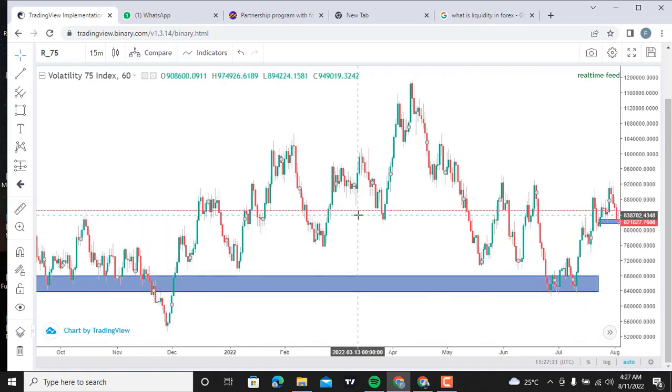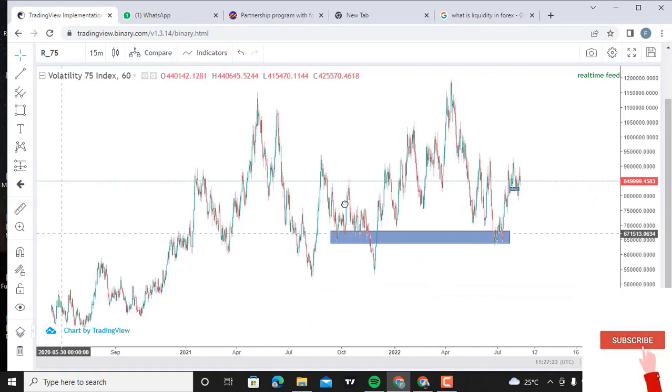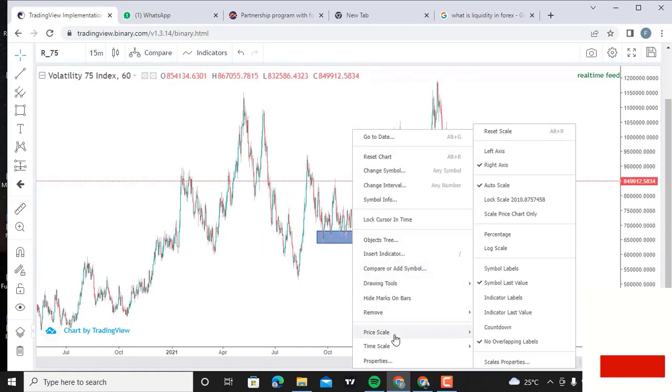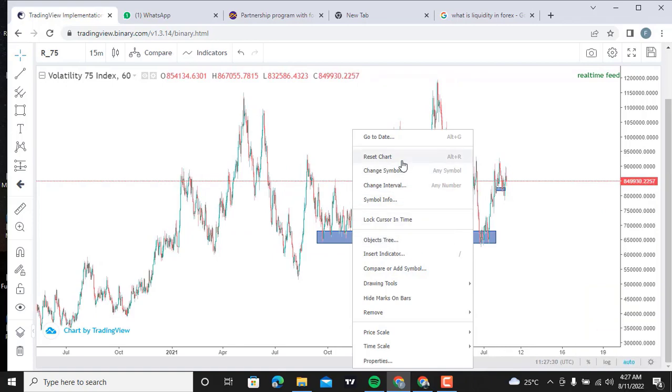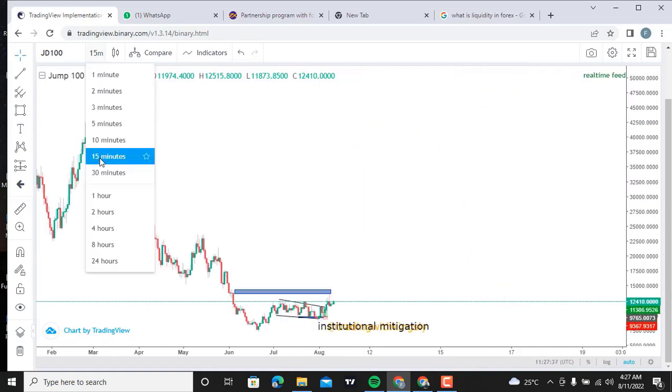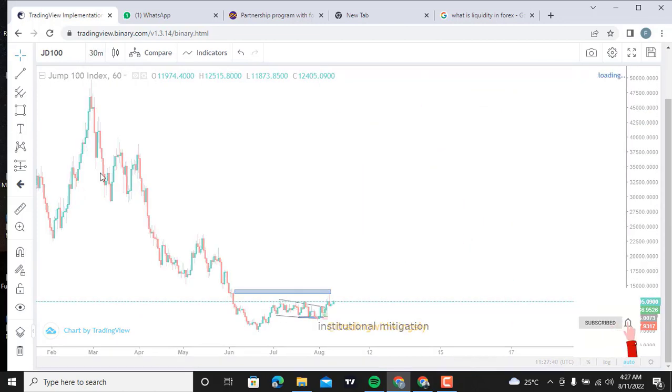So you can see how beautiful the concept is. The concept is such a beautiful concept because it can apply everywhere. So if you go, I can further show you in other indices. I can equally show you this in Jump 100, and so this is Jump 100.